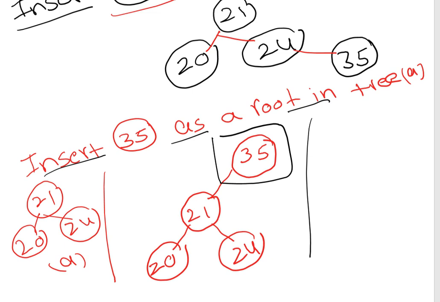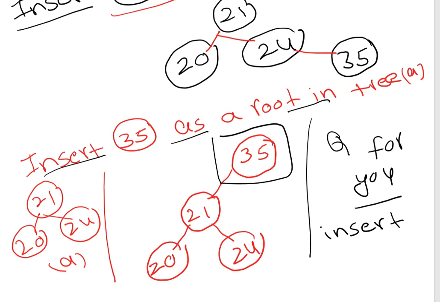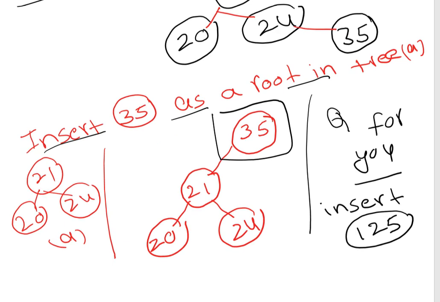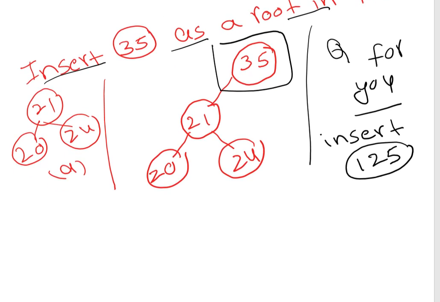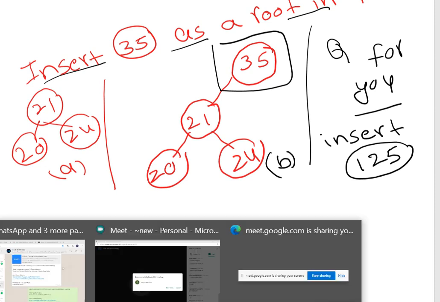Now I want to insert, the question is for you. You need to answer. I want to insert 125. Where will it be? Any one of you respond? I want to insert 125. After inserting an element, to the tree B, I want to insert 125.